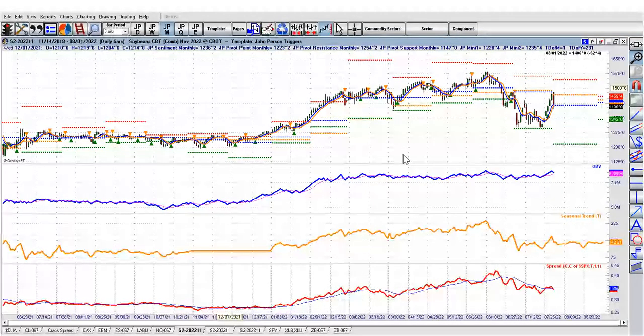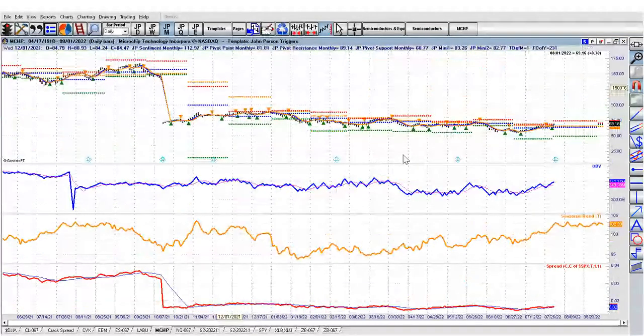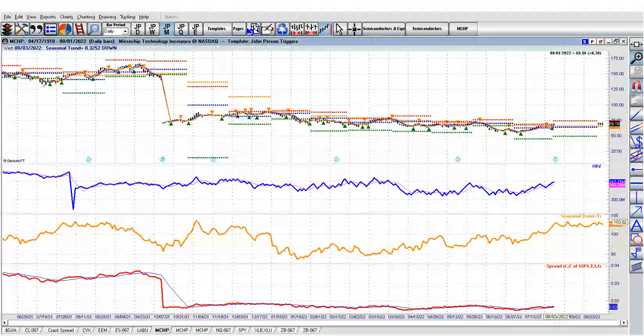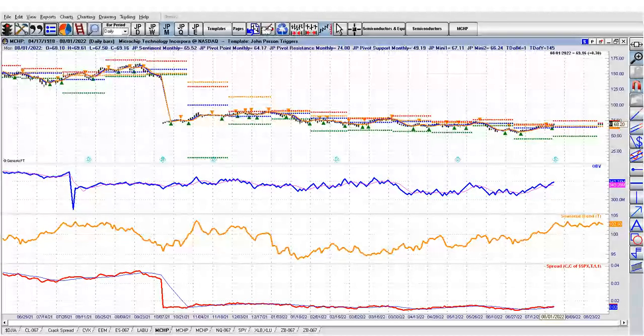So again, back to George's question, under what conditions would I use relative strength on soybeans? No, but I would use relative strength on MCHP, Microchip, for example. Say Microchip is a stock coming out with earnings, and I think they had a pretty good earnings report. I don't think the market's really reacted much to it. The seasonal trend is up.